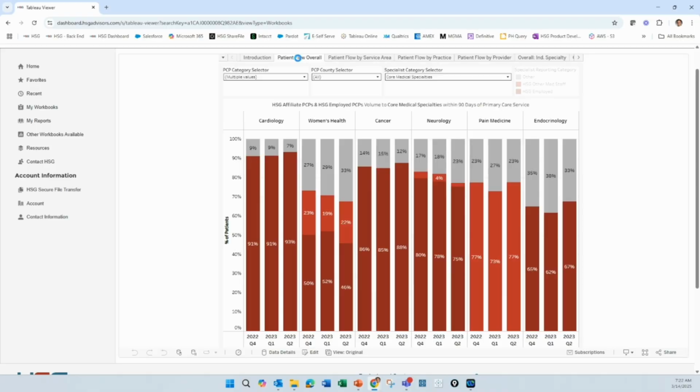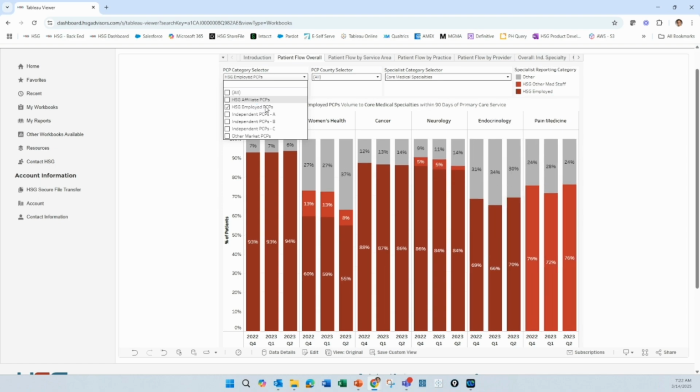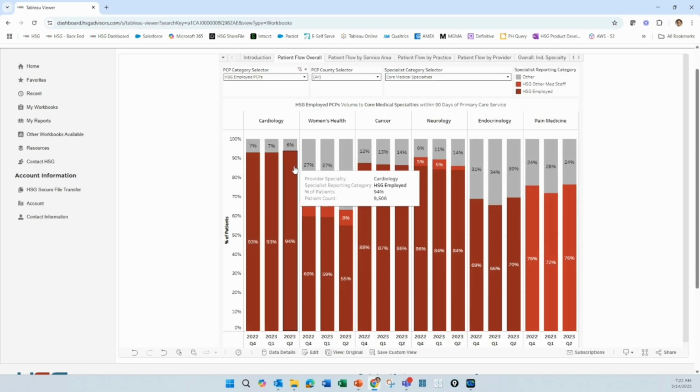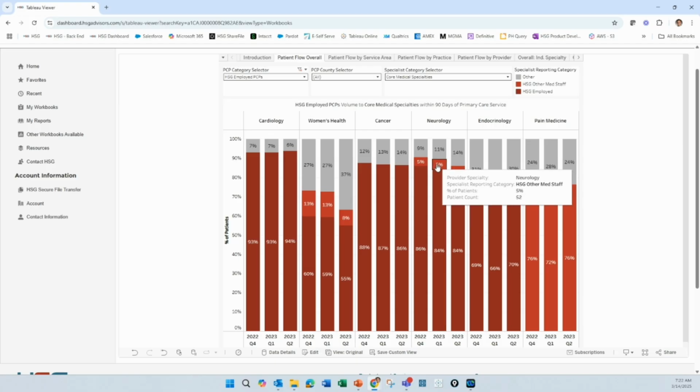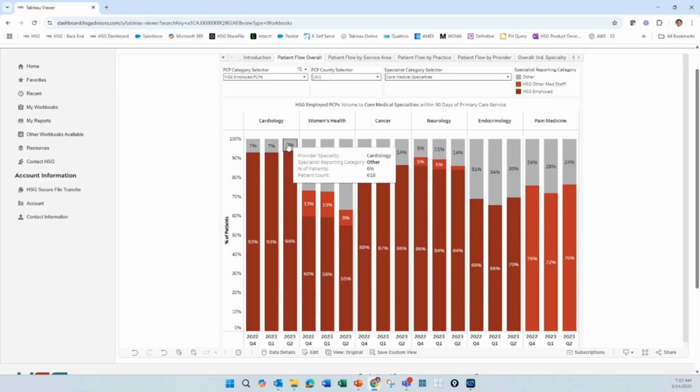And this is the transformation side of data. So let's look at patients that have an office-based visit with one of our employed PCPs. That's the network integrity piece we're looking at structurally here. Let's understand if those patients go to a cardiologist within the next 90 days. Dark red means they're going to an employed cardiologist. If light red, like we can see for women's health or other specialties, they're maybe going to a specialist on our staff but not employed. Then lastly, what's going outside the network entirely.